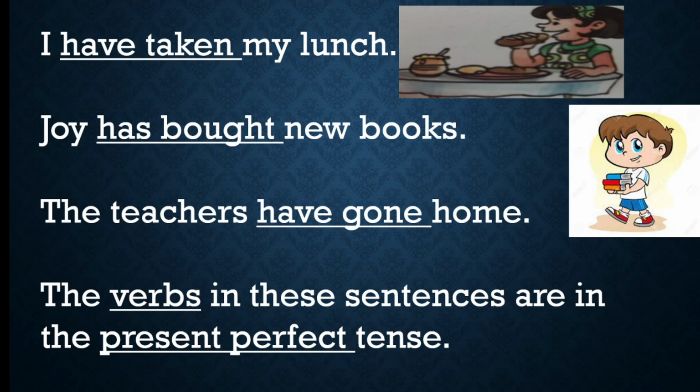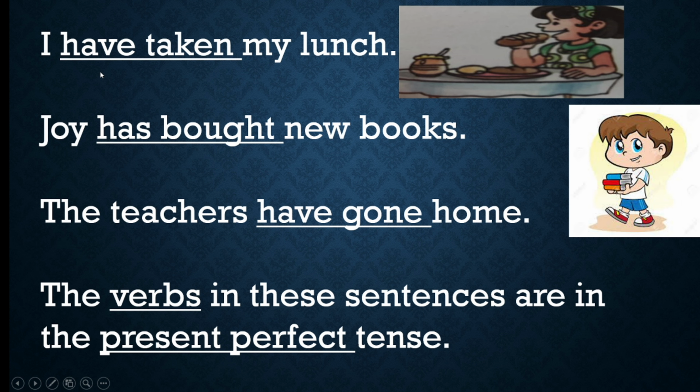Now look here. I have taken my lunch. See the underlined word, have taken. John has bought new books. See the underlined word, has bought. The teachers have gone home. Have gone. The verbs in these sentences are in the present perfect tense. See here, have taken, has bought, have gone.